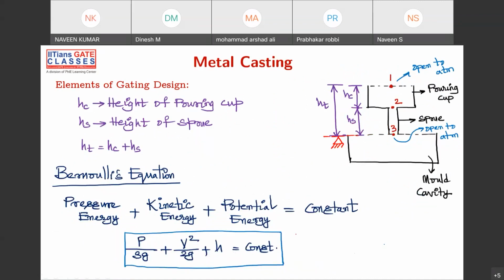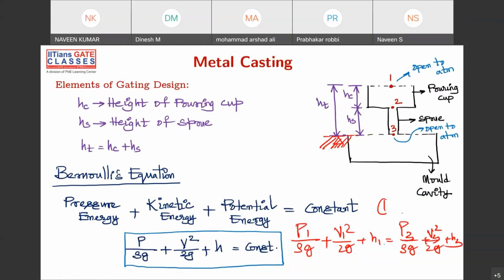So Bernoulli's equation at 1 and 3 is P1 by rho g plus V1 square by 2g plus h1 is equal to P3 by rho g plus V3 square by 2g plus h3, right? We are taking the base at 3 as our reference, so the height there is 0. The height between these two is ht, so h1 is ht here.